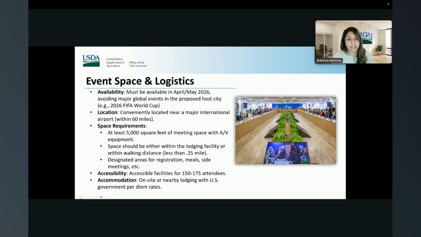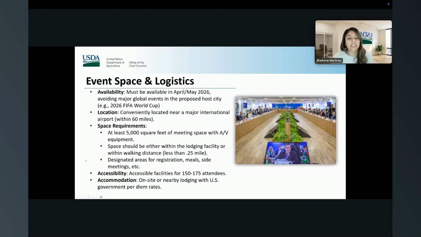So, event space. We need the space to be available anywhere between April and May 2026. Specifically, we'd like to avoid major global events in the proposed host city. We are aware that in 2026, the FIFA World Cup will be coming to North America, so we do not want the meeting to overlap. If the FIFA World Cup is in your city during that same time, we are trying to not let those two events overlap just because we will have so many people coming in.